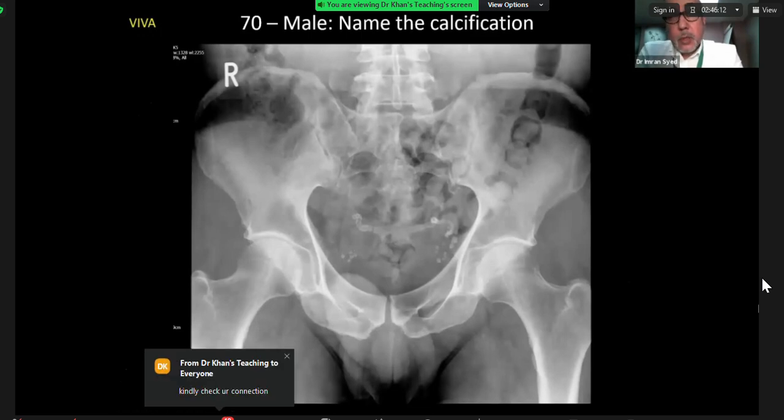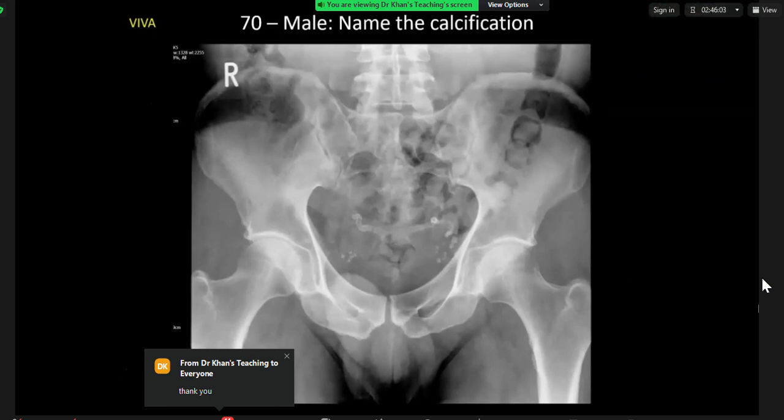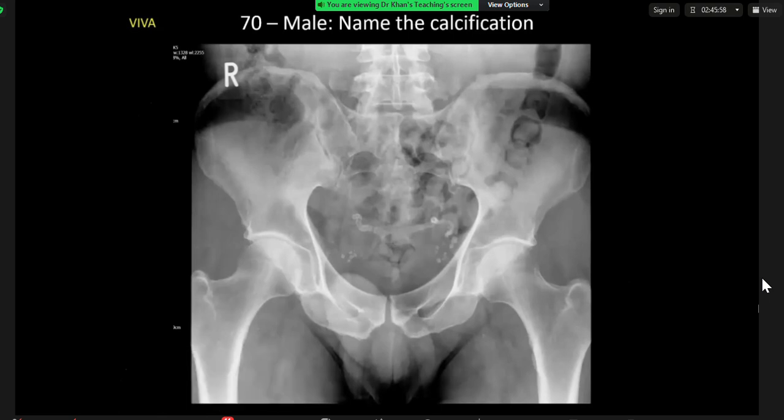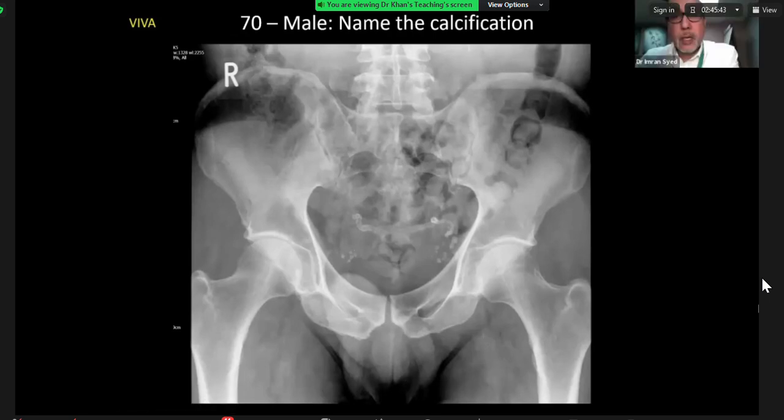Right, next case is a 70-year-old male. Just tell me what you can see in terms of calcification, please. So there's calcification of the seminal vesicles. Sorry, the vas deferens. So calcification of the vas deferens, and there's some phleboliths in the right hemipelvis. The most likely cause for this would be diabetes. Would be a diabetic patient, okay.